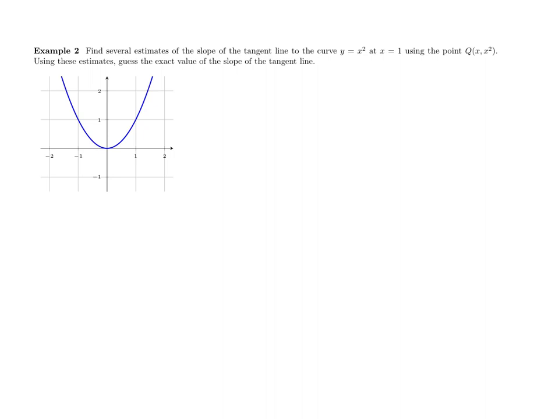In example 2, I want to find several estimates for the slope of the tangent line to the curve y equal to x squared at x equal to 1. And the way we're going to do this is by using 2 points. So not just the point P, (1, 1), but also the point Q, which is (x, x squared). The reason for this is, if you want to use the formula for slope, which is m equals y2 minus y1 over x2 minus x1, you have to have 2 different points.